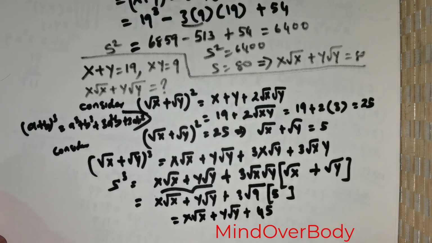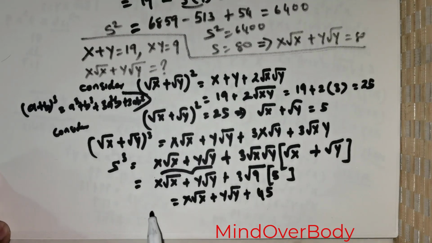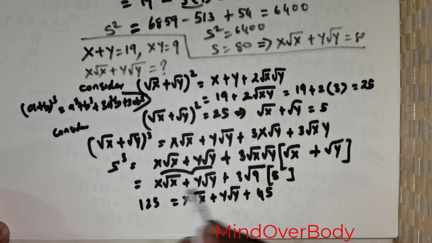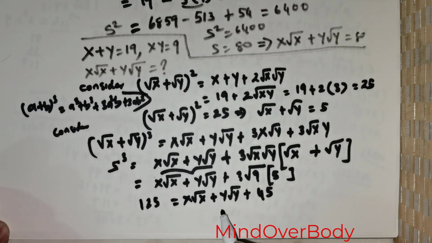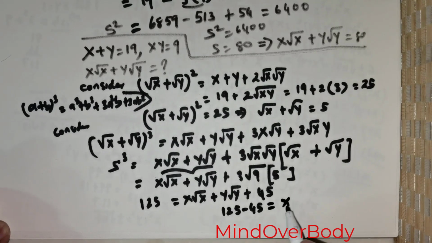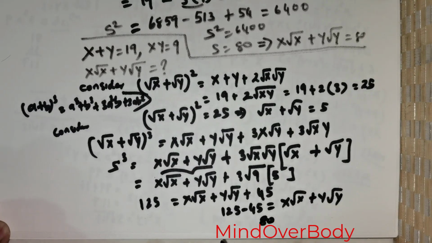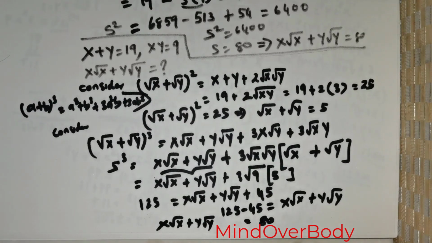On the left I have 5 cubed, that's 125. Now 45 can be pushed out to the left, so that would mean I got 125 minus 45 is equal to x times root of x positive y times root of y. Now this is going to give me 80. I can rewrite this in this fashion. So this is going to be x times root of x positive y times root of y is equal to 80. So that's the final solution.